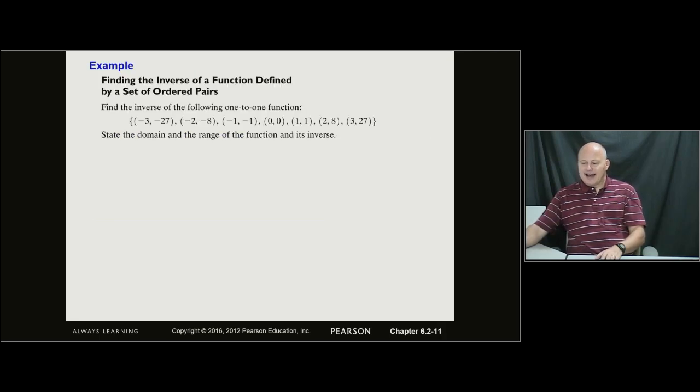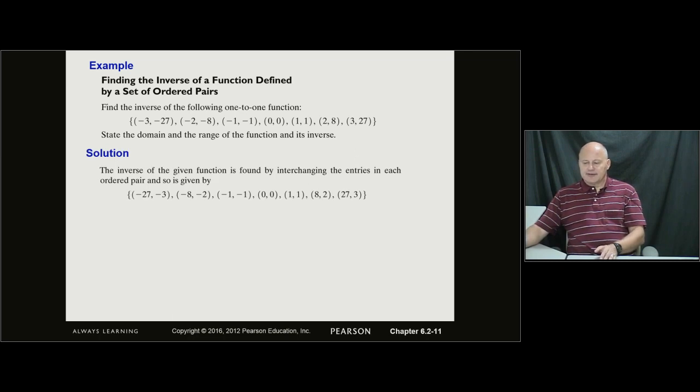We're going to find the inverse function defined by a list of ordered pairs. This is what I was discussing a while ago. We have (-3, -27), (-2, -8), (-1, -1), (0, 0), (1, 1), (2, 8), and (3, 27). Notice the function is one-to-one. There are no repeated y coordinates, and it is a function because there are no repeated x coordinates. State the domain and the range of the function and its inverse. Let's get started on this one.